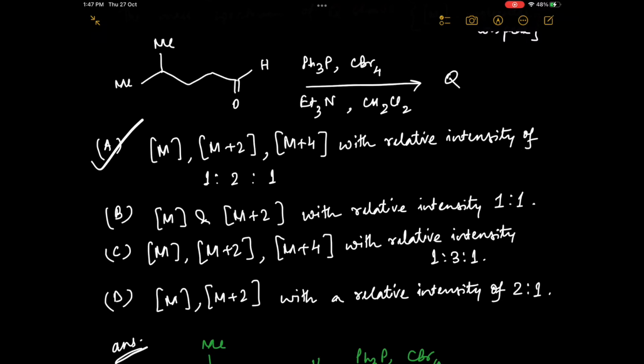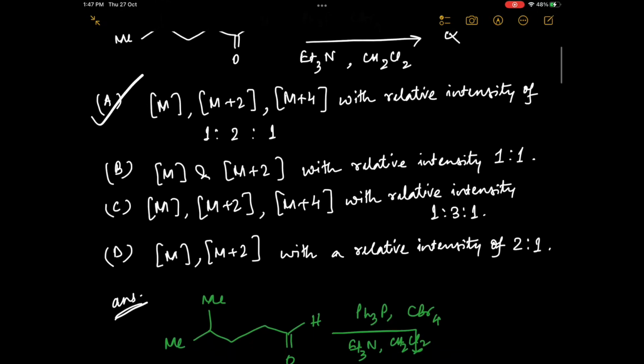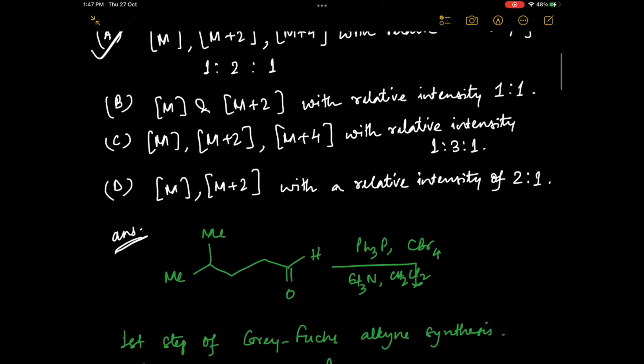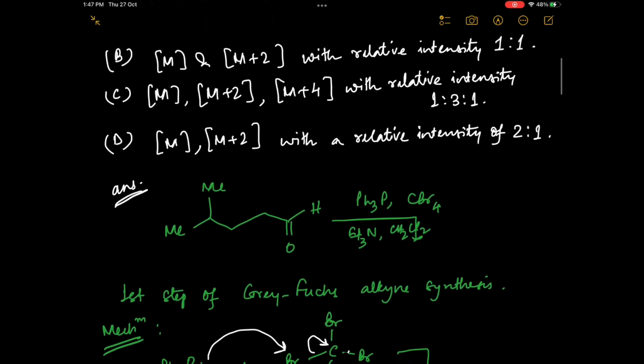So whether the molecular ion peaks M, M plus 2 and M plus 4 have a relative intensity of 1:2:1 or 1:3:1, or M and M plus 2 have a relative intensity of 1:1 or 2:1. So the options have been given and you've seen the question.